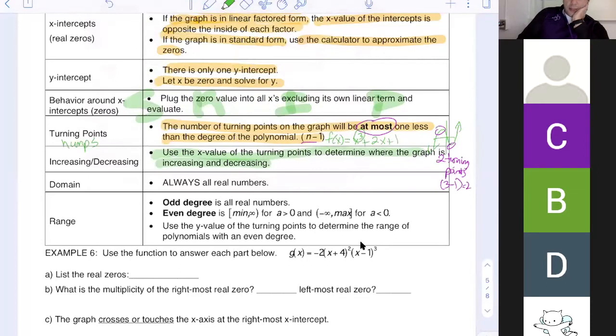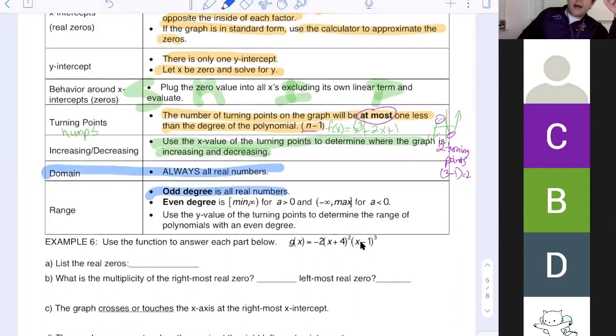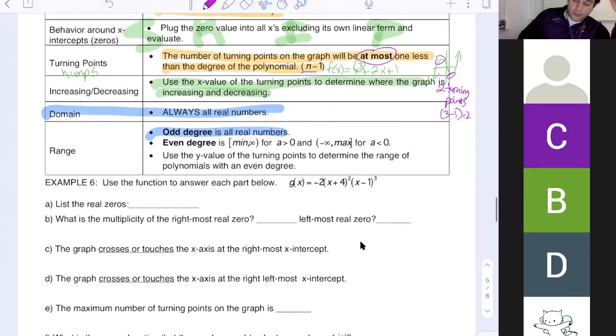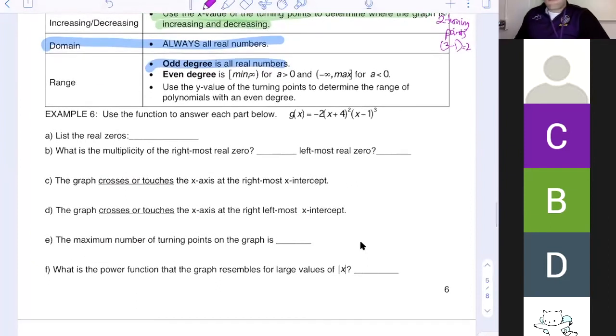Domain, easy peasy. It's always all real numbers. And the range: if it's an odd degree, it's all real numbers, right? So cubic, to the 5th power, to the 7th power. If it's an even degree, you've got to look at the graph to find the range. It's the biggest and lowest y value. All right, so let's put our knowledge to the test here.